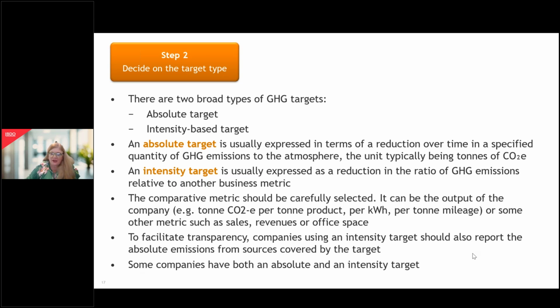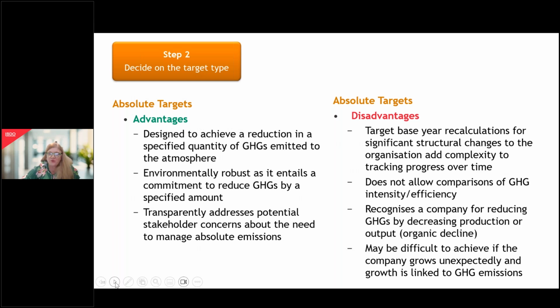Also, some companies have both an absolute and an intensity target. Maybe the absolute target is not as aggressive as the intensity target, to get some balance overall. Again, here I've tried to articulate some advantages and some disadvantages of absolute targets. I think one of the big disadvantages is that your target base year has to be recalculated for significant structural changes to the organization, and it adds complexity to tracking progress over time. So there is some difficulty there.